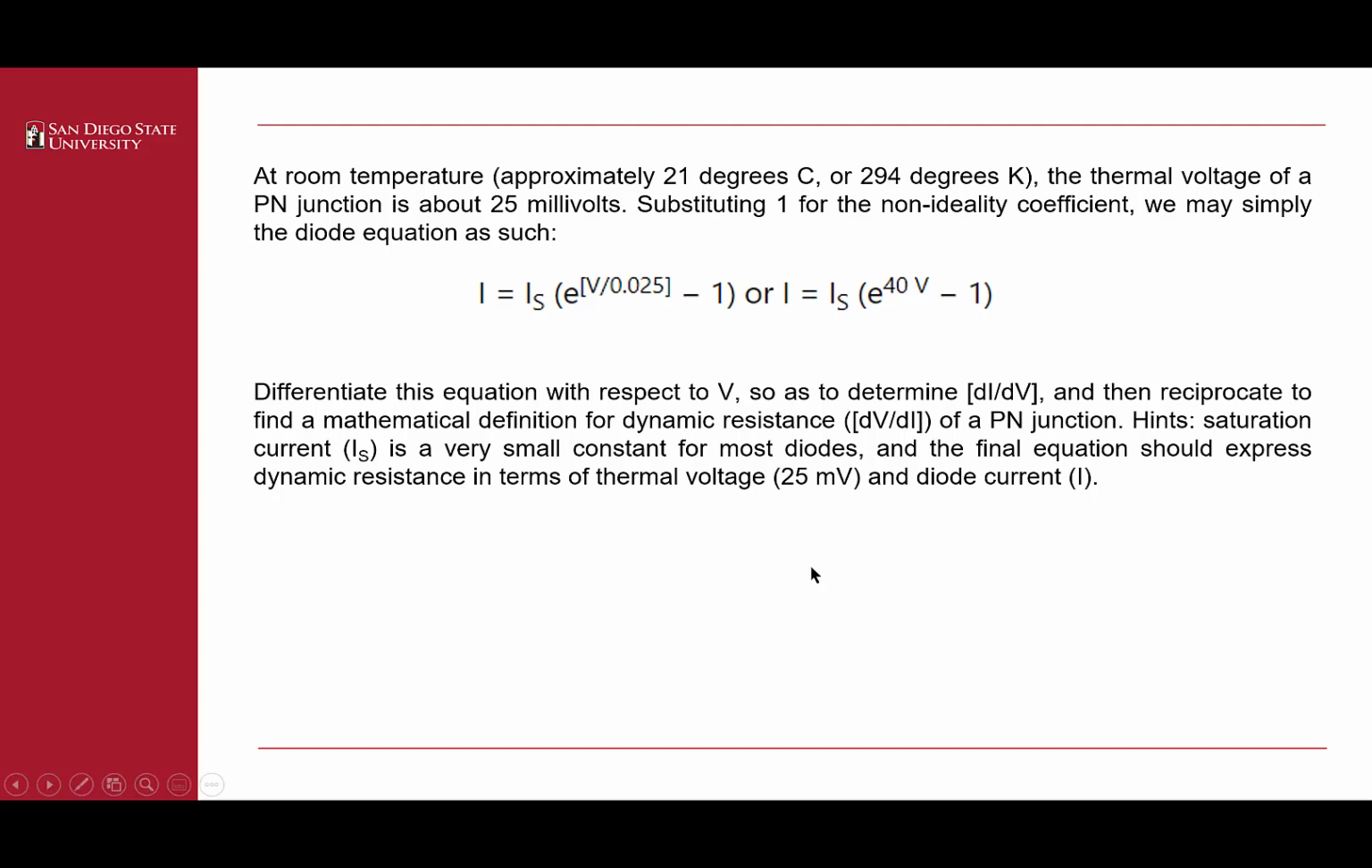So, differentiate this equation with respect to V so as to determine dI/dV, and then reciprocate to find a mathematical definition for dynamic resistance, which is dV/dI of a PN junction. There is a hint. Saturation current Is is a very small constant for most diodes, and the final equation should express dynamic resistance in terms of thermal voltage, 25 millivolts, and diode current I.